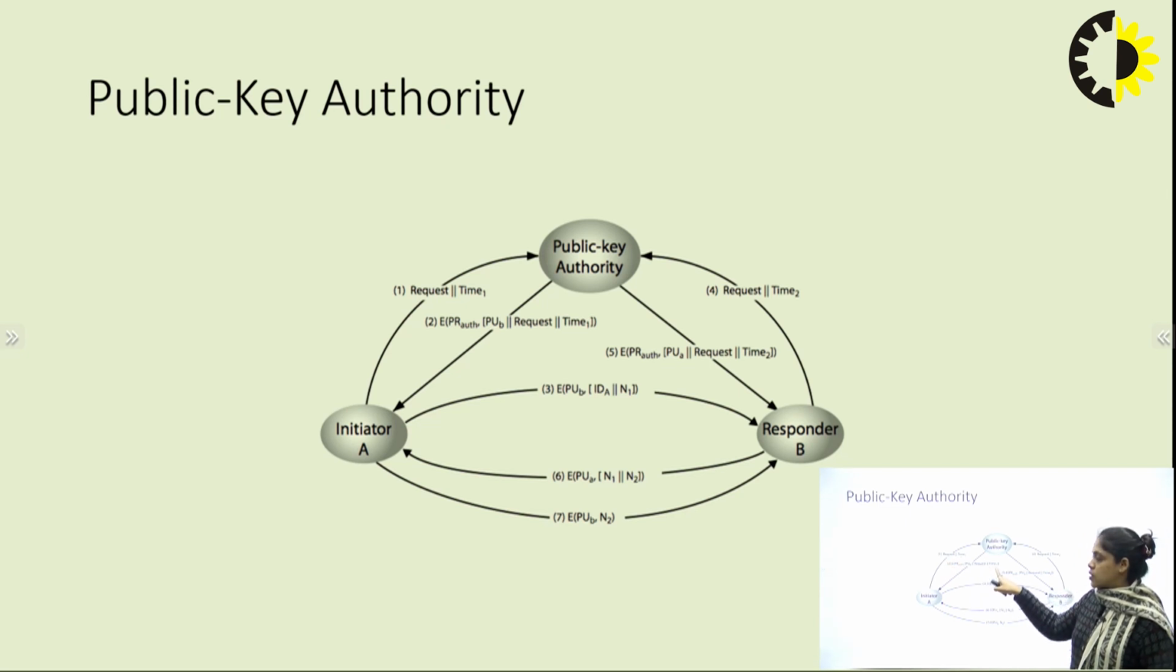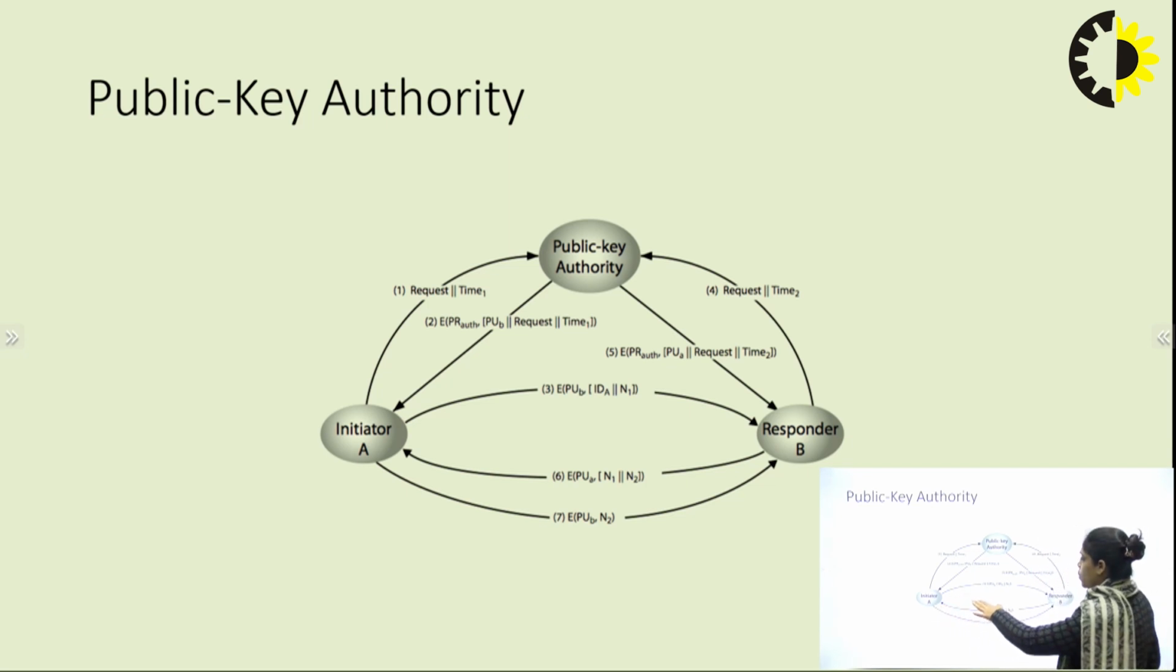So the request and time is attached with the public key of B, which is provided to A, with the help of which now A can initiate the communication with B. It is encrypted with the private key of the authority. This public key authority encrypts the message with its own private key and sends the public key for B. Using this, A can easily start communication with B, and side by side it is attaching statement number 1 as an acknowledgement for it. So it sends this statement number 2 to the initiator.